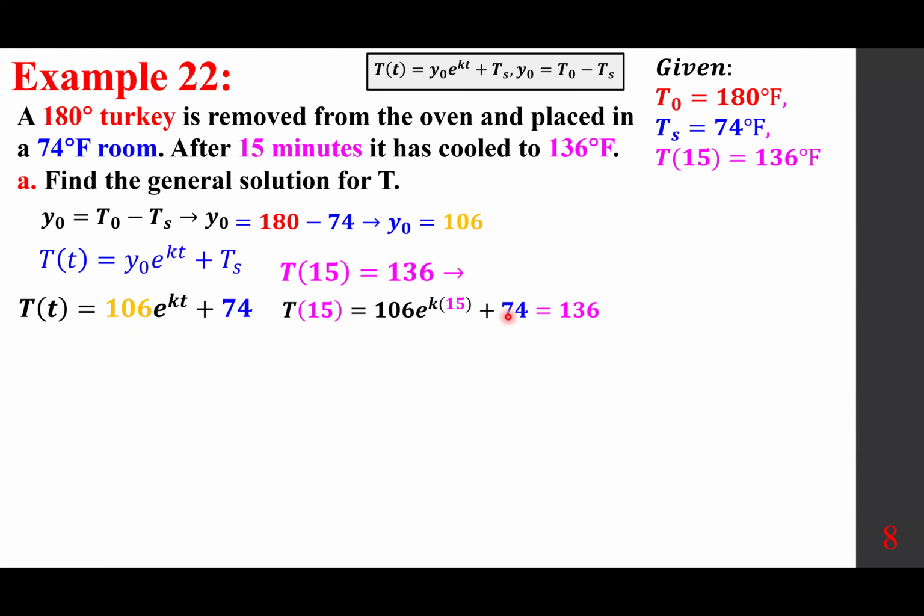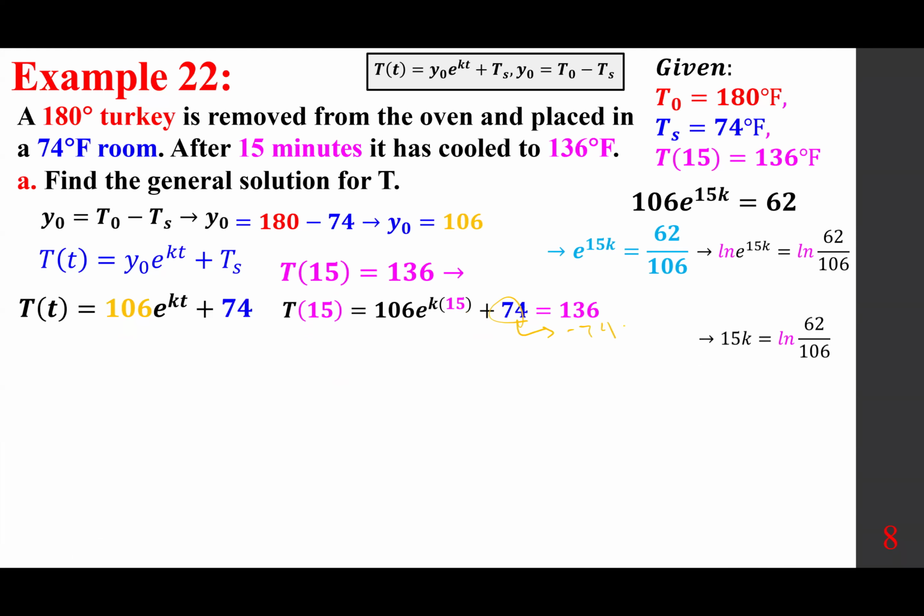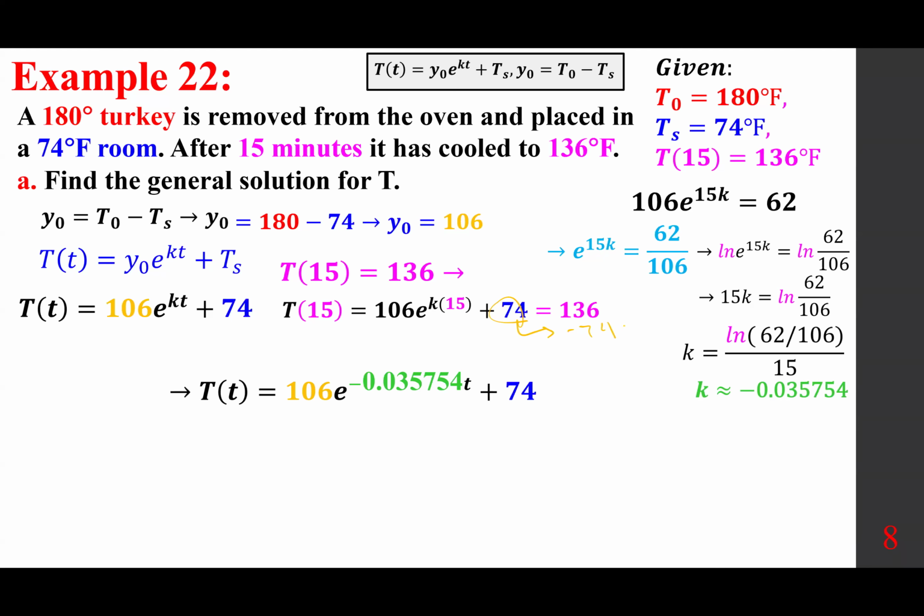Now, first things first, we subtract 74 from 136. We get 62. Then we divide by 106. Now, I'm not going to even simplify it, although you can, and it becomes 31 over 53, but keep it. Let's take a natural log of both sides. So the left side simply becomes the exponent 15k. And if you divide the right side by 15, that's the value of k. Put it into a calculator with a bunch of decimals, and you get the general solution for capital T of t.